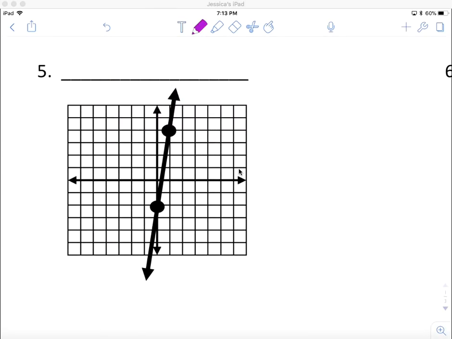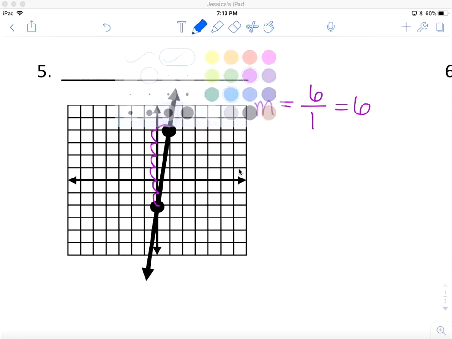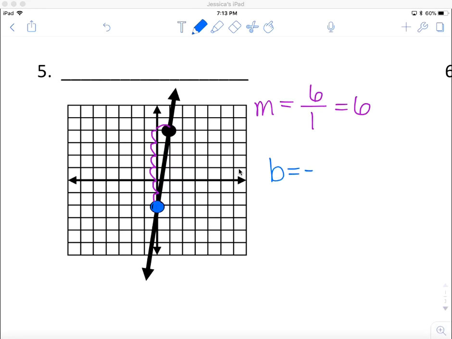On number 5, I am going up 1, 2, 3, 4, 5, 6. I am running over positive 1. So my slope is 6. It goes up to the right, so I know it should be a positive number, which is good. We got positive 6. My y-intercept is crossing at negative 2. So when I put these two things together, my answer is y equals 6x minus 2.